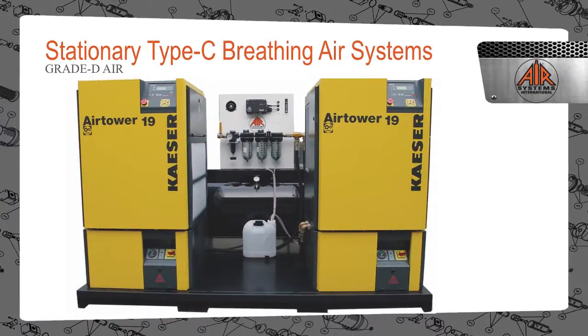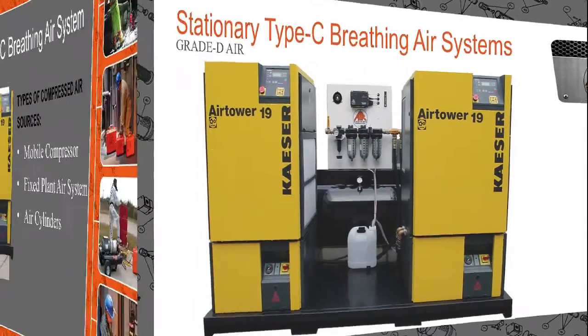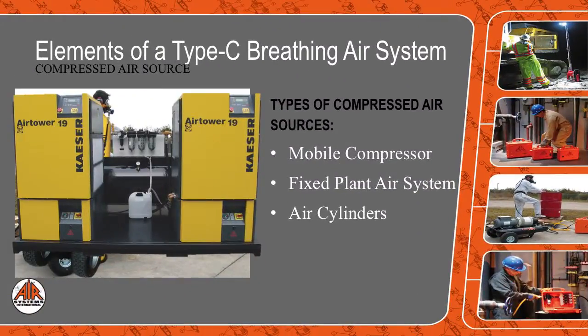Stationary Type C breathing air systems are ideal for applications where portability is not needed, such as plant air systems, when a large number of workers are using respiratory protection requiring a large quantity of grade D breathing air. These systems are available in up to 3,000 cubic feet per minute, or commonly called 3,000 CFM. The compressed air source can be a mobile compressor, a fixed plant air compressor, or air cylinders.